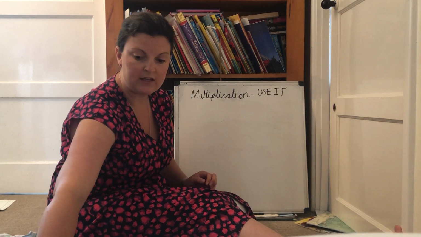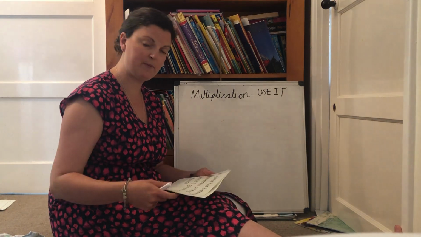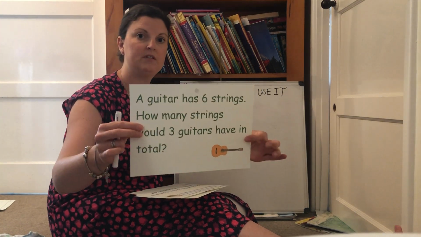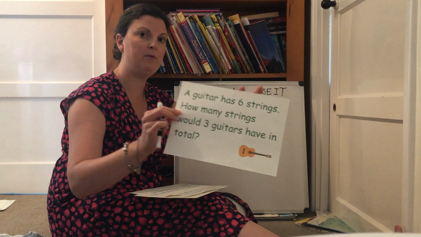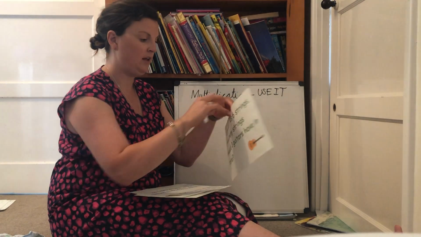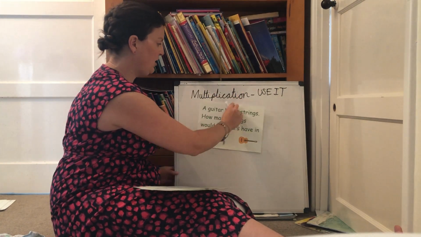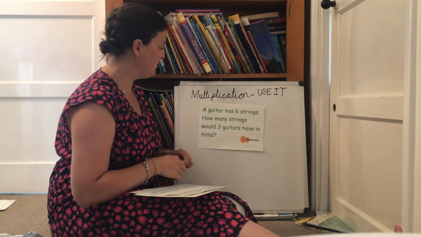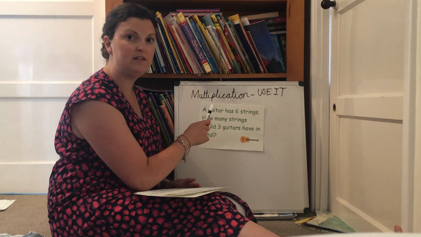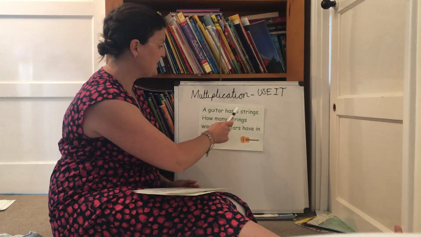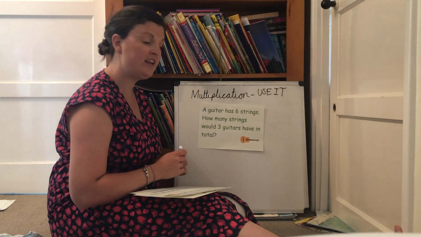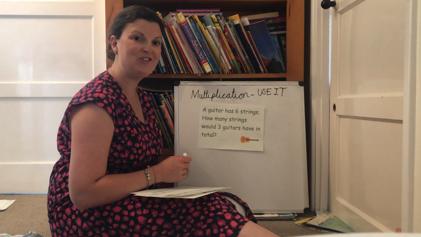So today we are still going to be multiplying, but we are going to be solving some word problems that look a bit like this. So I'm going to put my first one up on my board, and then I'm going to read it aloud, and hopefully you'll be able to see the words as well. So it says, a guitar, it's a musical instrument, has 6 strings. How many strings would 3 guitars have in total?